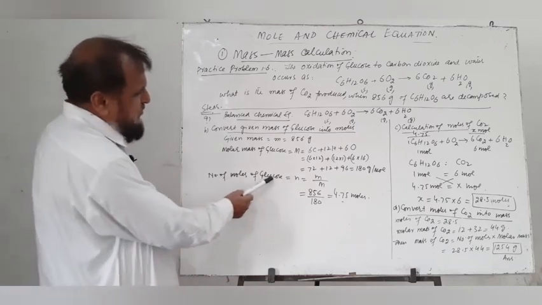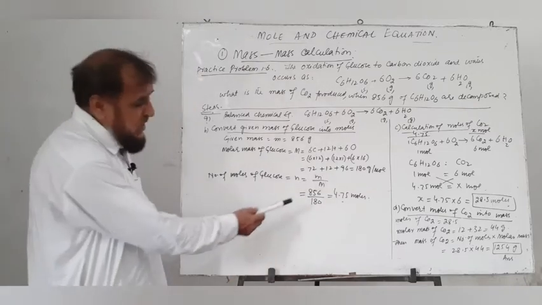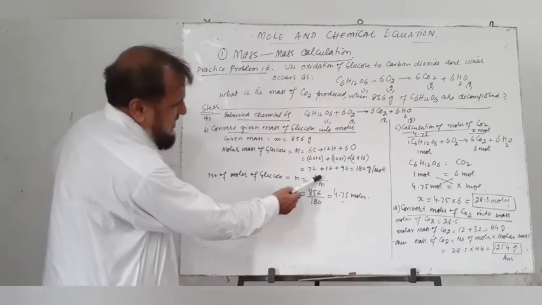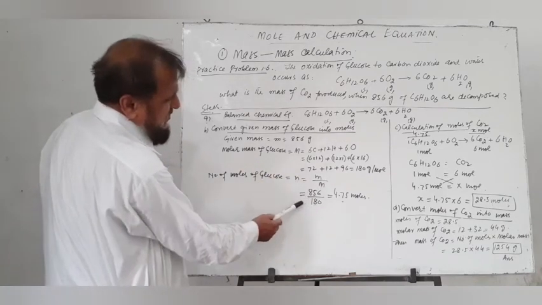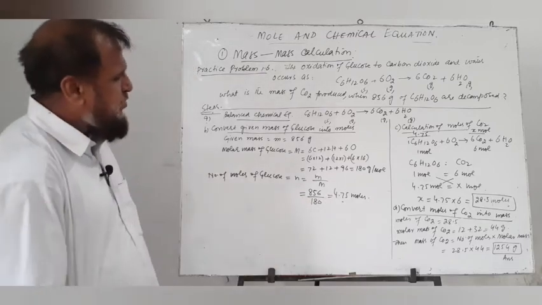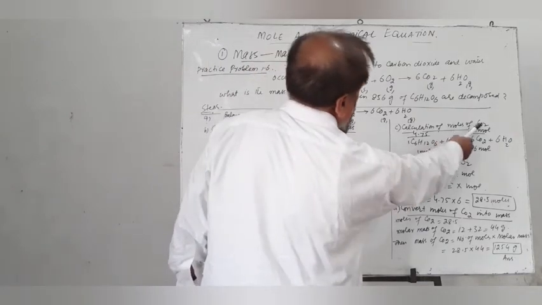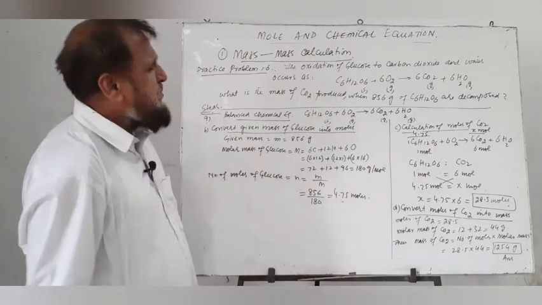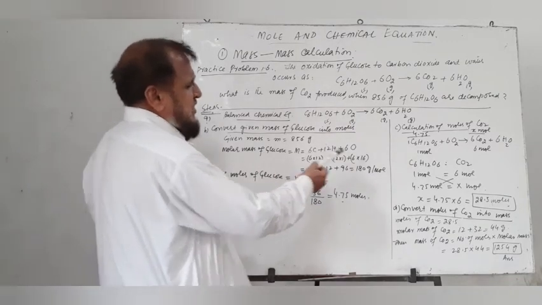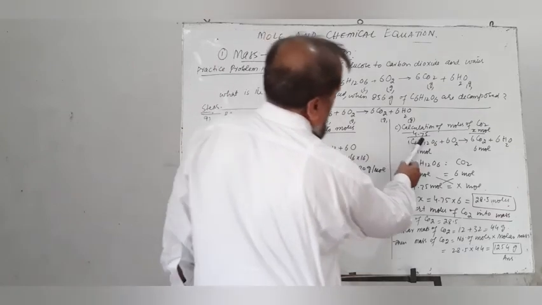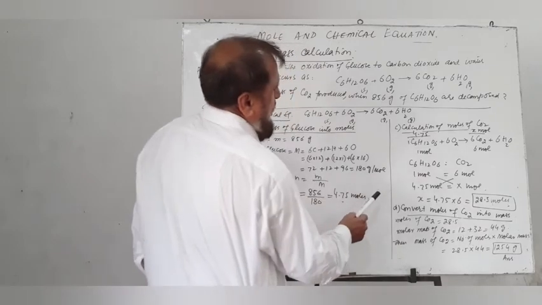We know that the number of moles of glucose, n, is equal to small m by capital M, or the number of moles of glucose is equal to the mass of glucose divided by the molar mass. The given mass is 856 and the molar mass is 180. So the given number of moles of glucose is 4.75 moles. Now the third step is the calculation of moles of carbon dioxide from the balanced chemical equation by using the stoichiometric relation, or by using the coefficients of the balanced equation. We have to calculate the moles of CO2, x, from 4.75 moles of glucose.